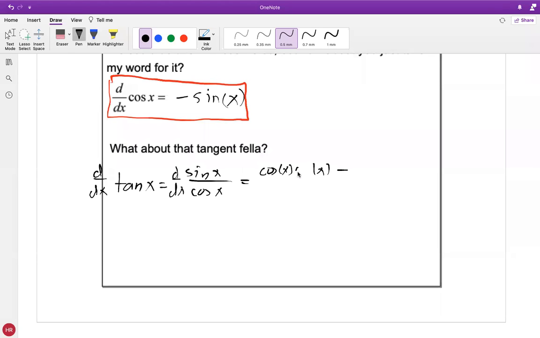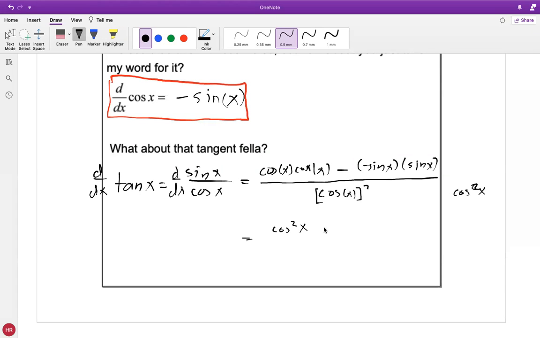Derivative of the top times the bottom, they're both cosines, right? Cosine x times cosine x, and then we get derivative of the bottom, which is negative sine x, times top, which is just plain old sine x, all over the bottom squared. That's cosine of x squared. The bottom is often written like this, cosine squared x. We've seen that before. And the top is really cosine squared x, minus minus gives me a plus sine squared x. On the bottom, we have cosine squared x.